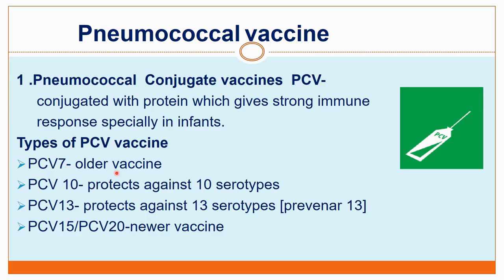PCV7, this is an older vaccine. This covers only 7 strains of the pneumococcus. PCV10, it protects against 10 serotypes. And this is the one we are practicing in Nepal immunization schedule. And another is PCV13, which protects against 13 serotypes, famously known by the name Prevenar. And then PCV15 and PCV20, these are the newer vaccines which are available. So these are the different types of pneumococcal conjugate vaccine.